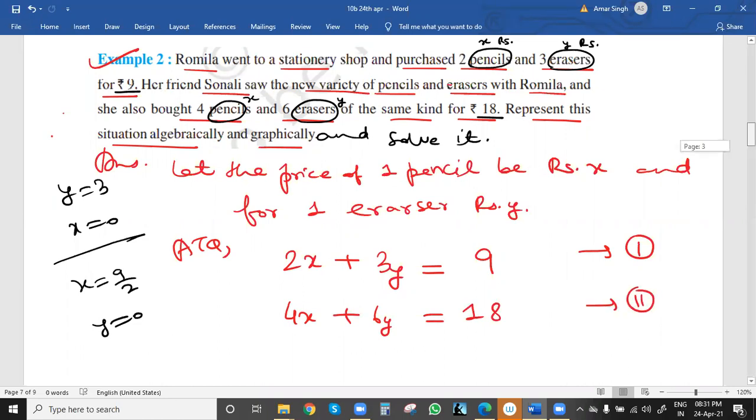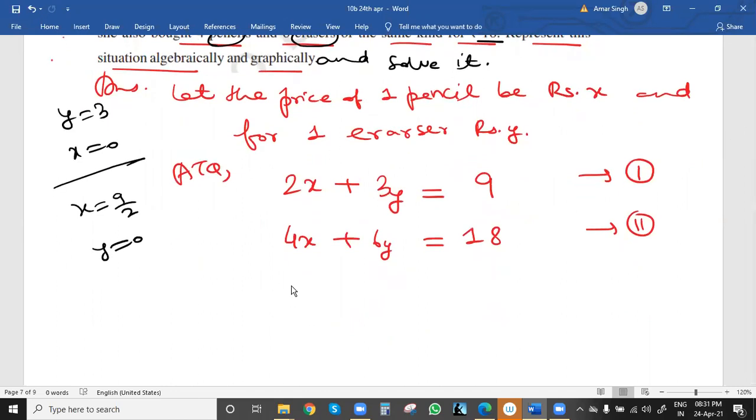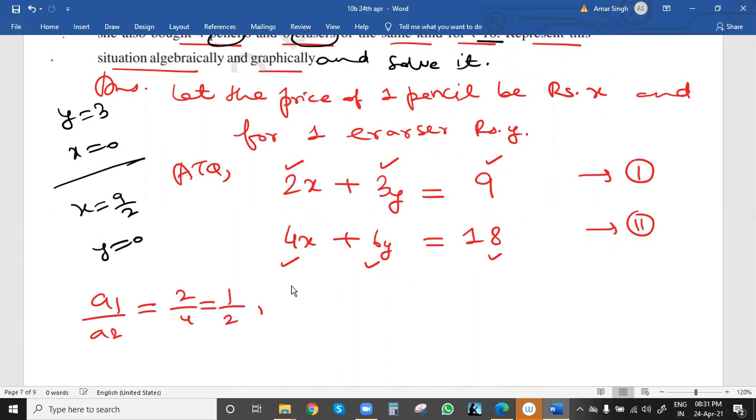Now we can take these values directly. Here a1 will be 2, b1 will be 3, and c1 will be 9 or minus 9, same thing, because both are on the right-hand side. So no problem. a2 is 4, b2 is 6, and c2 is 18. So a1 by a2 is 2 by 4, that is 1 by 2. Then b1 by b2 is 3 by 6, again 1 by 2. Then it will not be a unique solution, because a1 by a2 is equal to b1 by b2.